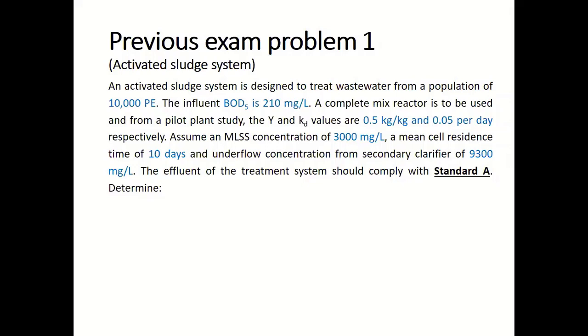Underflow concentration from the secondary clarifier is 9,300 milligram per liter. The effluent of the treatment system should comply with standard A. So you have to know what standard A requires as for the BOD final. This gives you an indication that you have to know the BOD final by checking the standard A requirements.